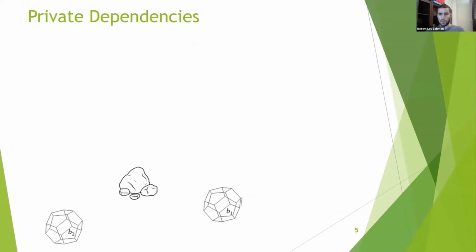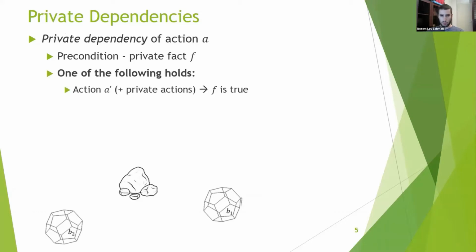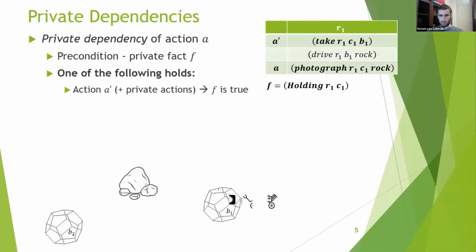So now I will explain what is a private dependency. An action A is said to have a private dependency if it has a private fact F as a precondition such that one of the following holds. There is another public action A' that after applying it and then applying some more private actions, we could achieve the fact F. For example, in order to take an image of the rock, R1 needs to take the camera from B1 and then drive to the rock.